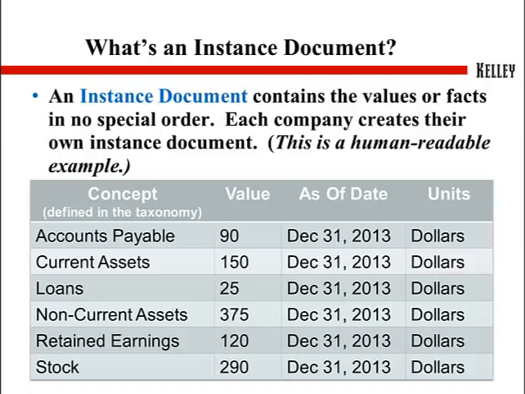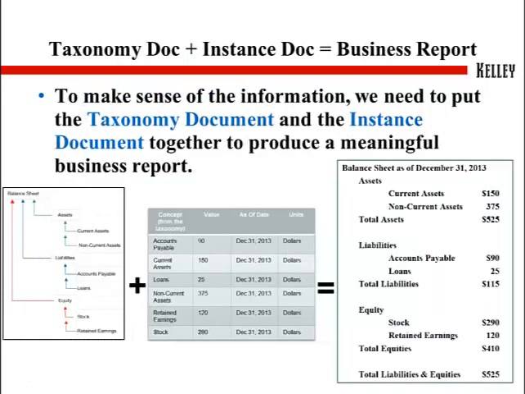Now what you see here is a human readable example, and this shows you that there are several accounts that are being reported. For example, the accounts payable has a value of 90, and it also is reported in dollars as of a certain date, December 31st, 2013. If the taxonomy document is added to the instance document, a computer program can produce a meaningful business report out of those two documents.